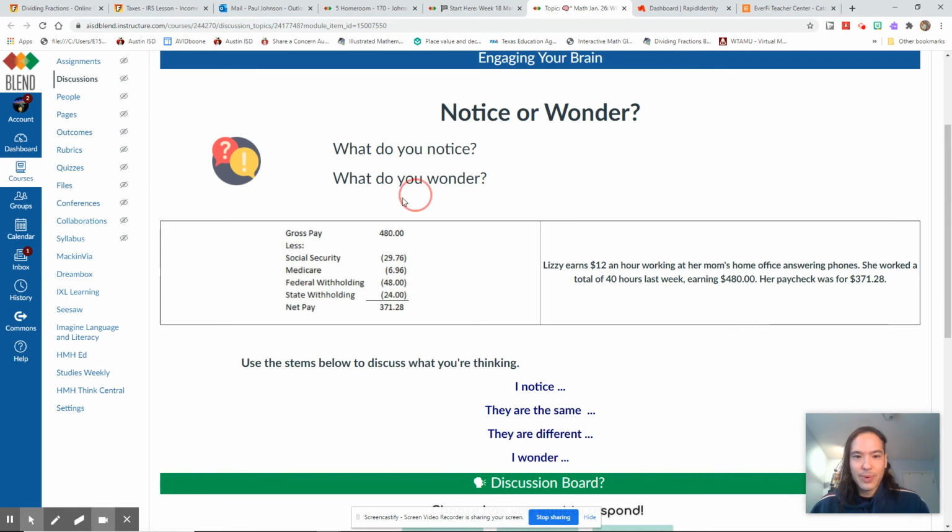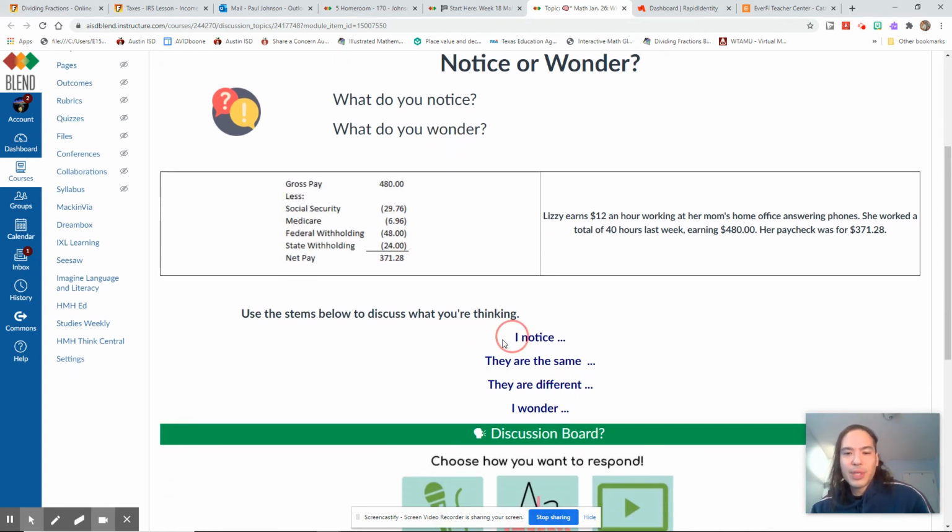All right. So what are we noticing? We're noticing that on the left side, she started off with gross pay and then she subtracted her taxes and got net pay. And then, of course, what do you wonder? So please use all four sentence stems. It really does help because you just don't have a lot of repetition in virtual learning. So these are the things that kind of help you to make your thoughts permanent in your brain. By solidifying those things, by typing it out, you're building connections in your brain.